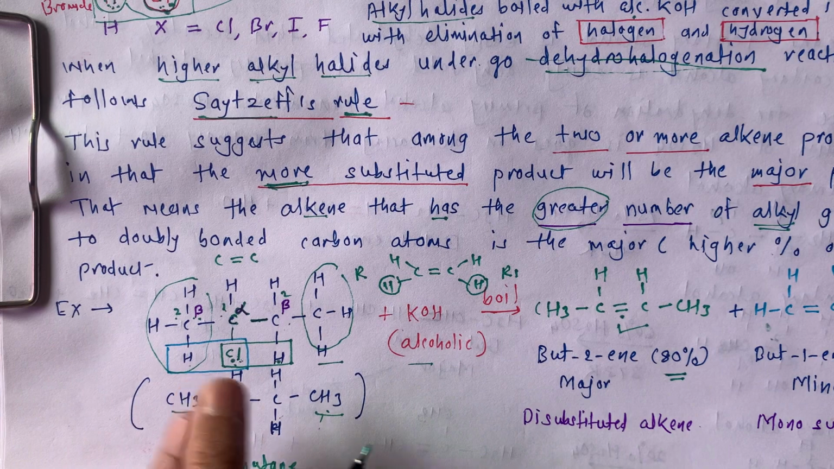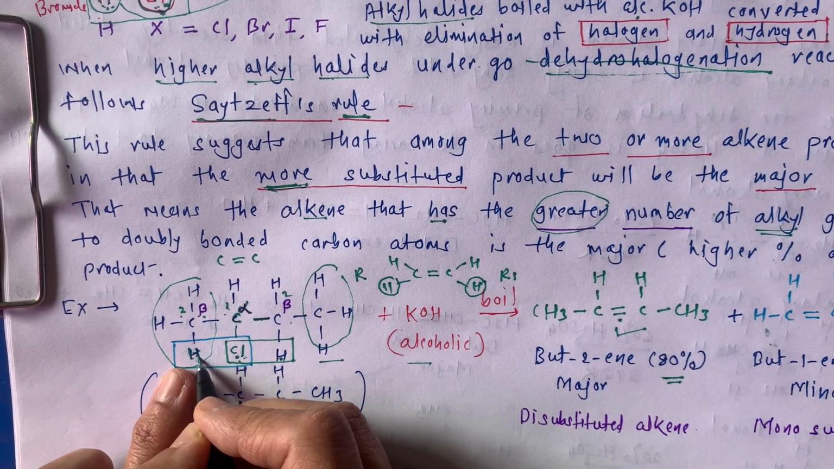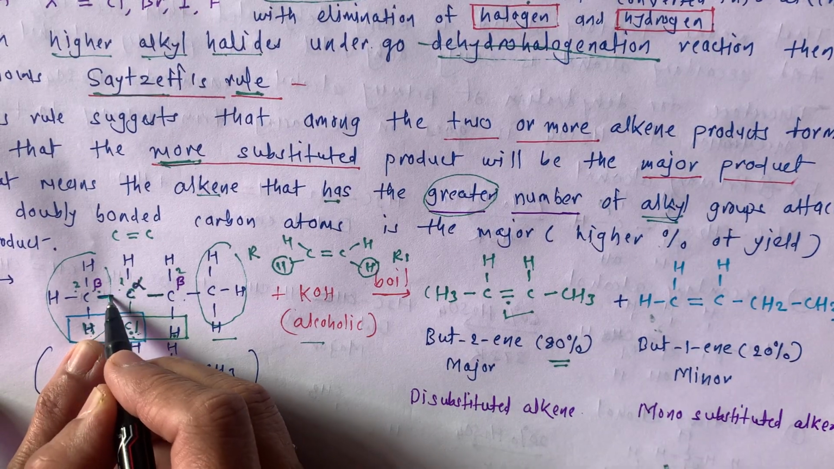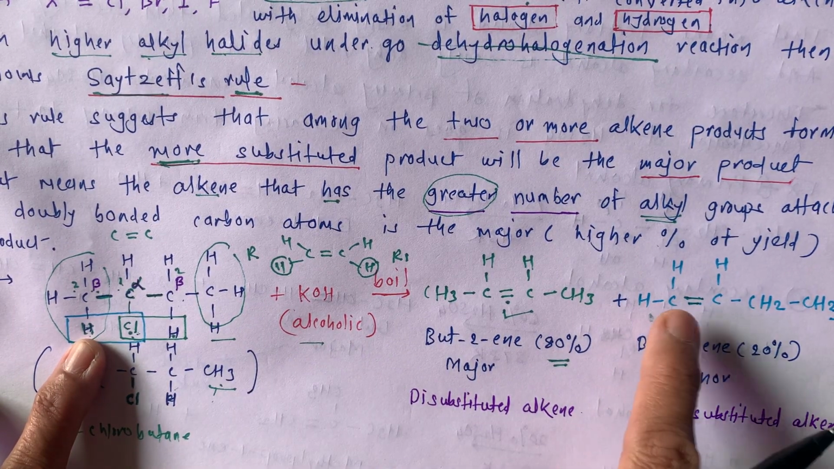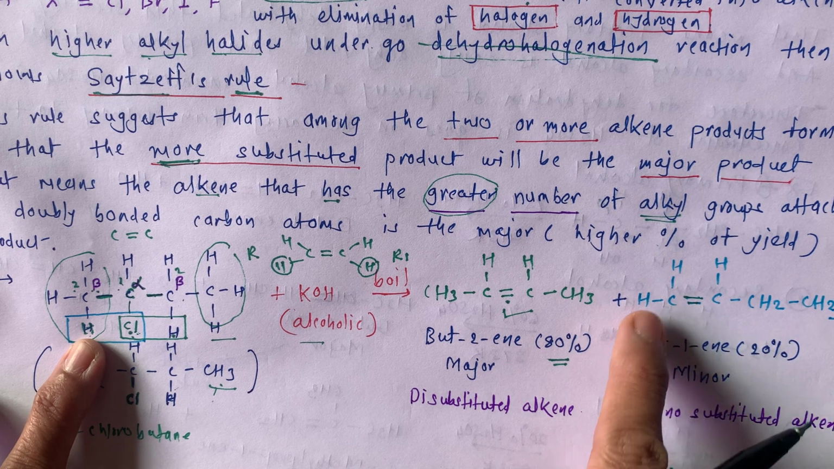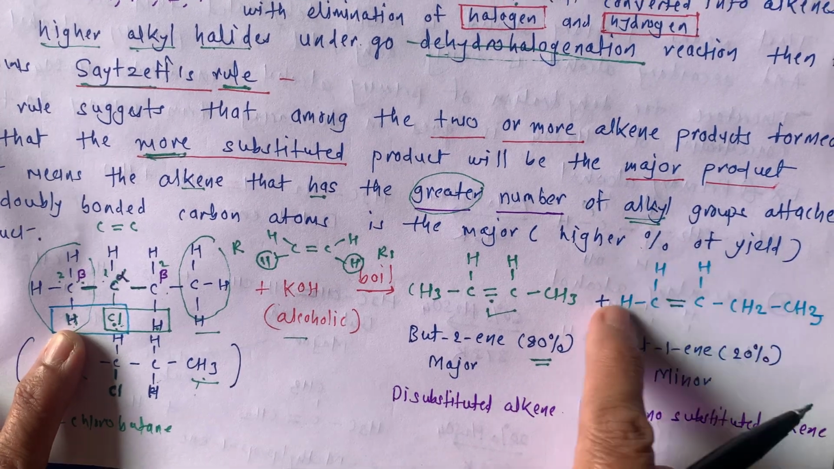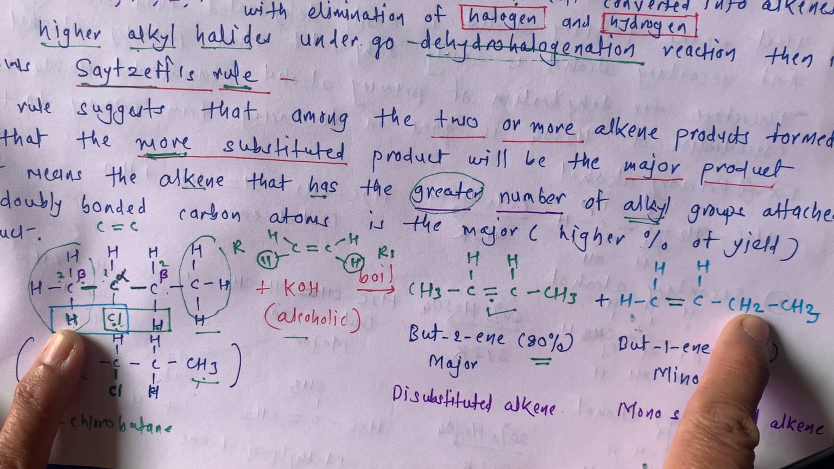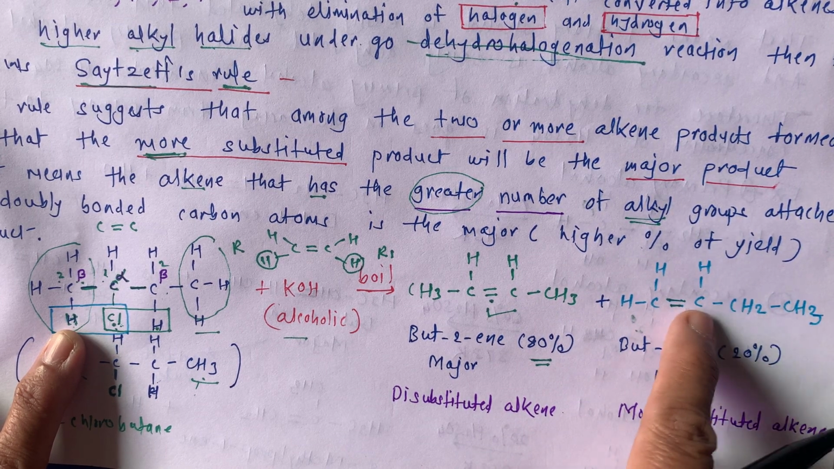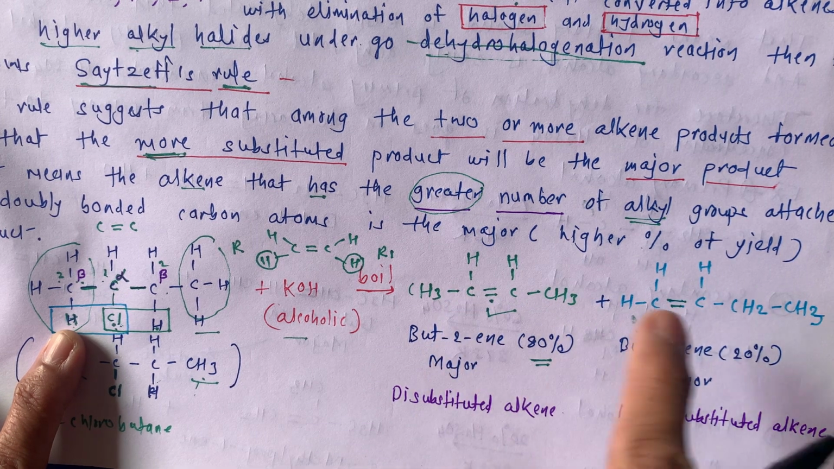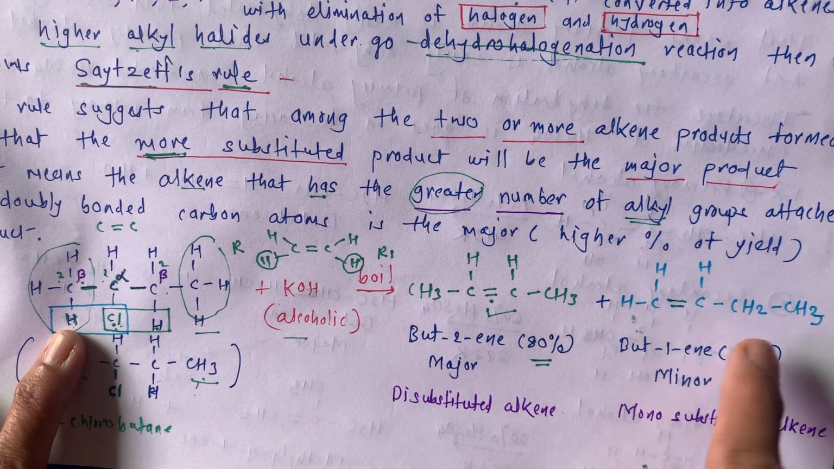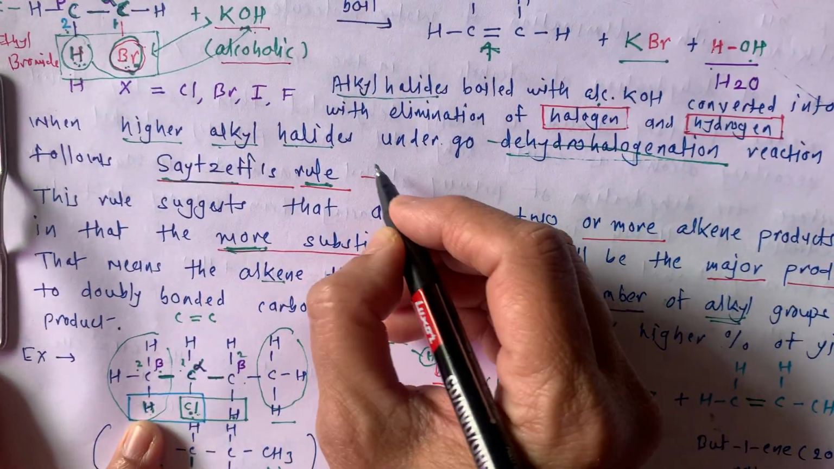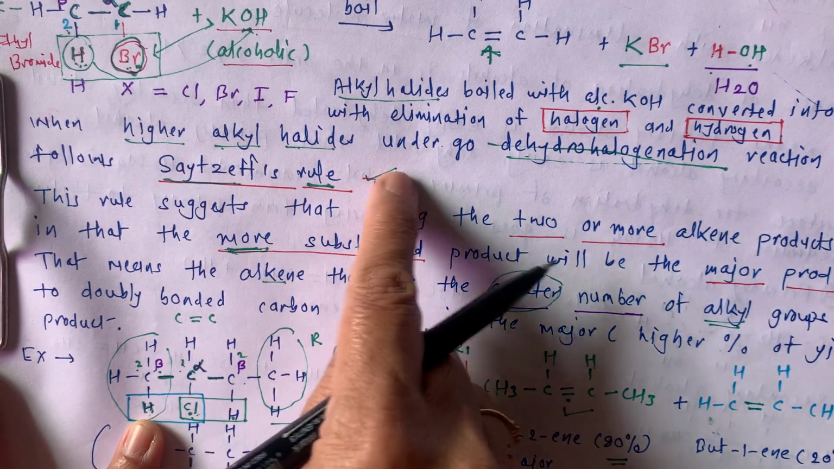But now if we are going to remove this H, then what will be the product? Now this single bond will be converted into a double bond like this, and now to this carbon there are two hydrogens. To this carbon there is one hydrogen and one alkyl group, meaning this is less substituted than this one, and that's why this product is minor. So whatever product we get, these are according to Saytzeff's rule.